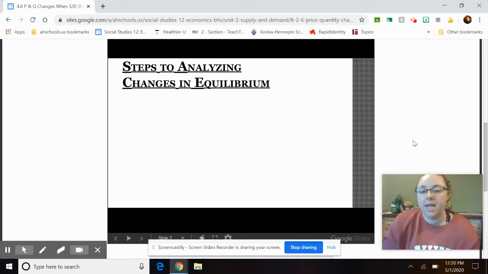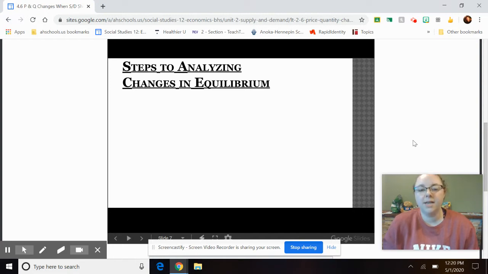So here are the steps to analyze a change in equilibrium. These are the steps you're going to take when you're working on the activity. Let me remind myself what it's called, because I am having a moment. The market equilibrium headline activity, I believe it's called.